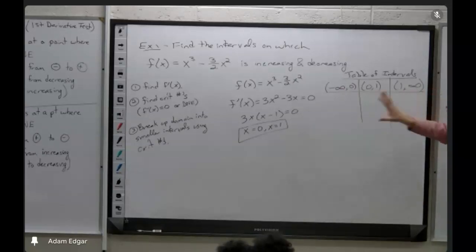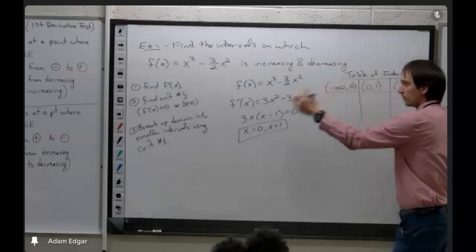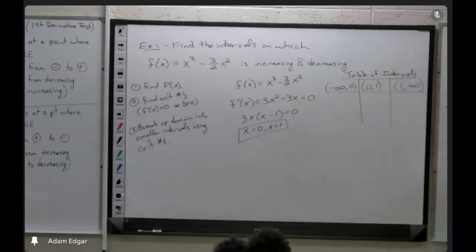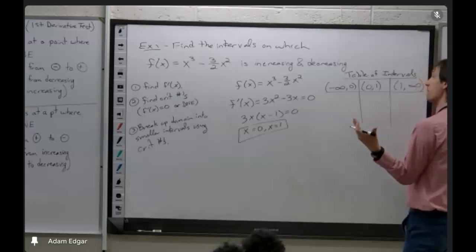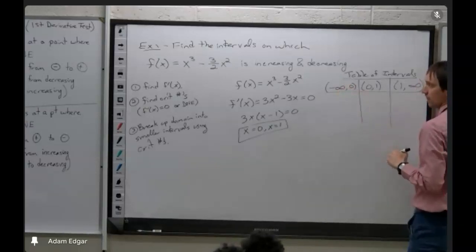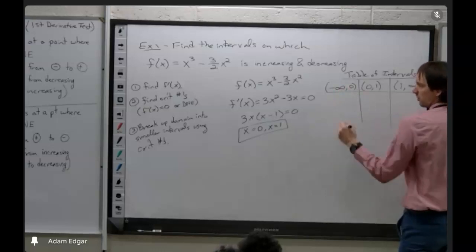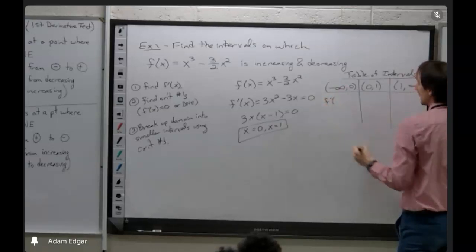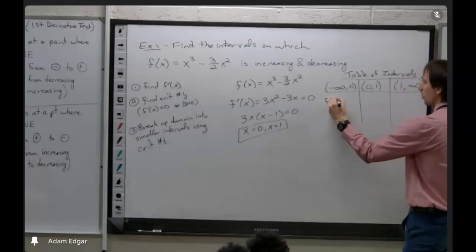Once you've got your table of intervals, plug a value from within an interval into the derivative and see if you get a positive or a negative. You don't even really care what the value is, you just care whether it's positive or negative. So you pick a number from inside the interval from minus infinity to 0. What's a good number to choose in there? Not 0, negative 1.